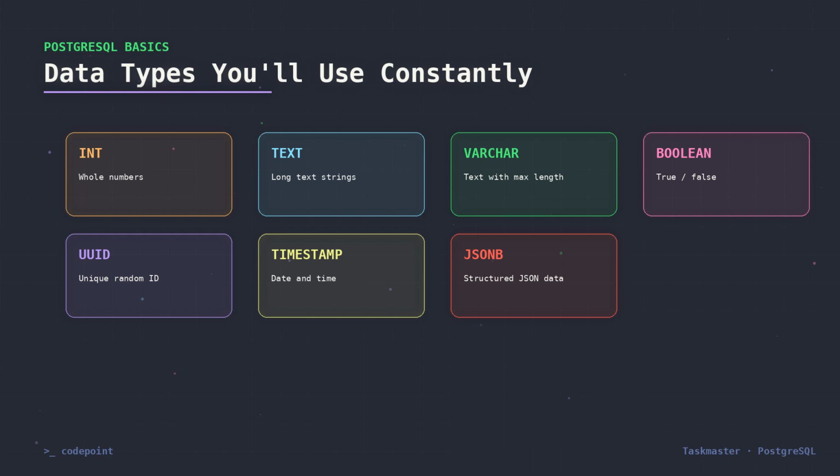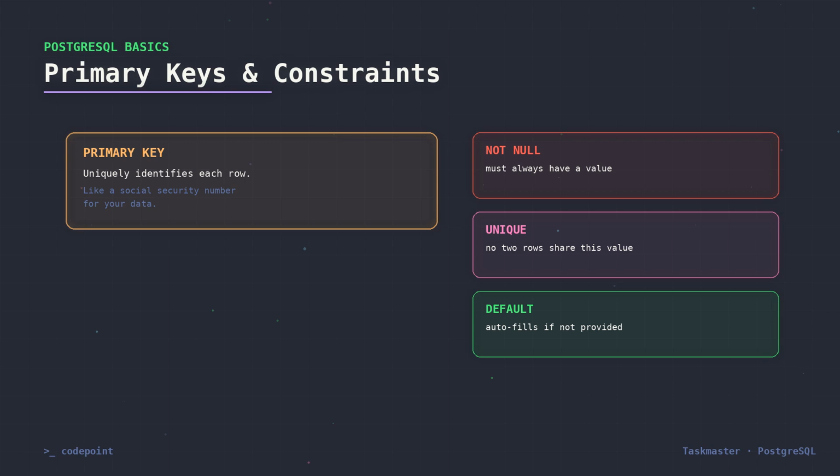Data types in PostgreSQL. PostgreSQL supports a lot of data types. Here are the ones you'll use constantly. INT, whole numbers, 1, 42, 999. Text, long text strings, perfect for descriptions. Varchar, which stands for variable character, text with a maximum length, good for emails or usernames where you want to enforce a limit. Boolean, true or false. Binary, yes or no. UUID, a unique identifier. It's like a super secure random ID, perfect for primary keys. Timestamp, date and time, when something happened. And JSONB, store structured data as JSON, super flexible. We'll be using UUIDs and timestamps a lot in our Taskmaster schema.